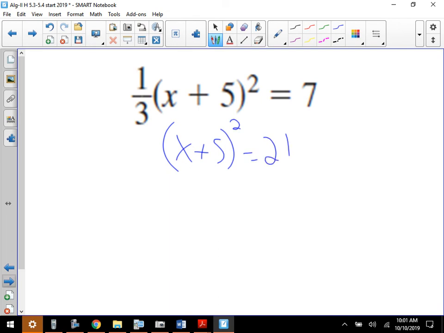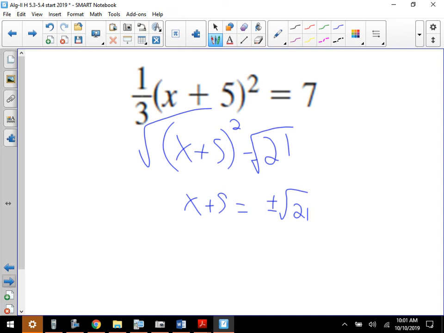Okay? Now what? Would you FOIL the x plus 5? Oh, God, no, that'd be awful. You can, but it's just square root. Yep, square root both sides. I put a square root over an equal sign, which means what do I have to have on the one side? Plus minus. So you get x plus 5 is plus minus square root of 21. I didn't even bother to try and simplify that because I know that nothing's going to work.